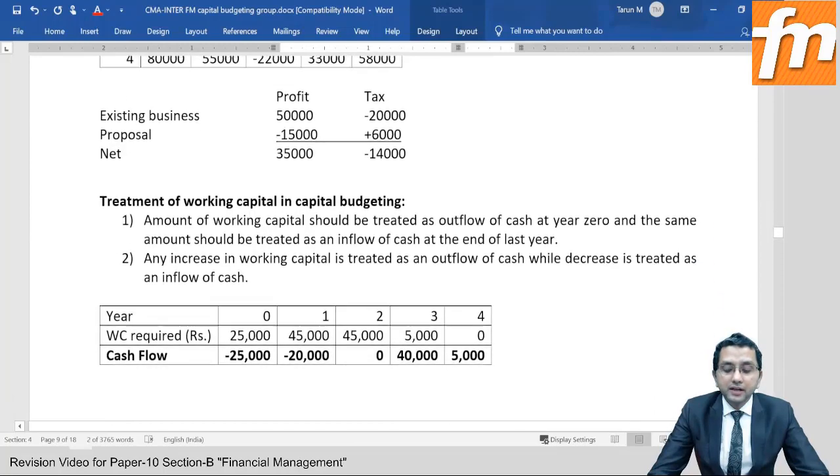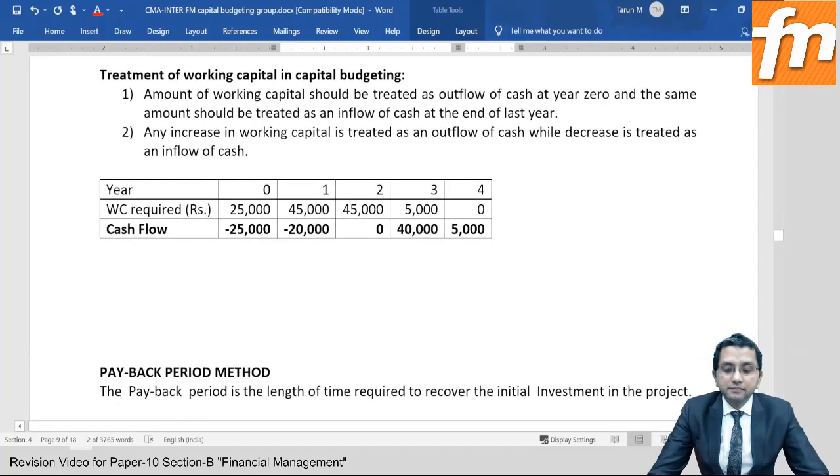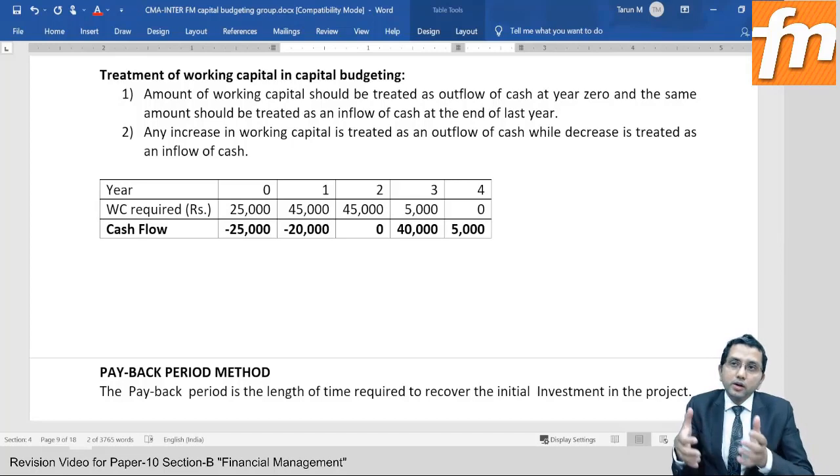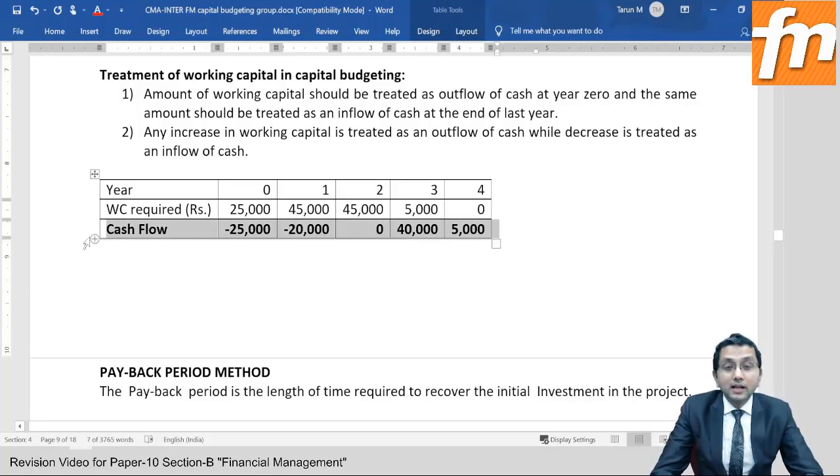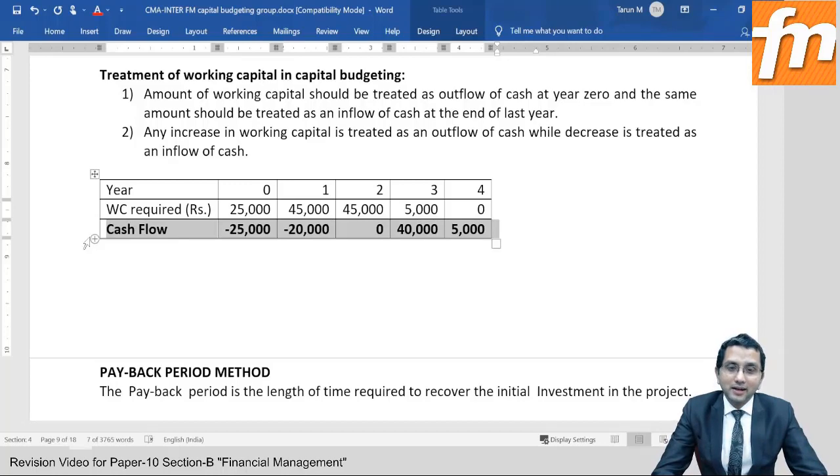Or a better way will be to treat it separately. Don't include it in the annual cash flow table. Make a separate table like this for working capital and calculate its present value separately. That will be a better idea. Okay.